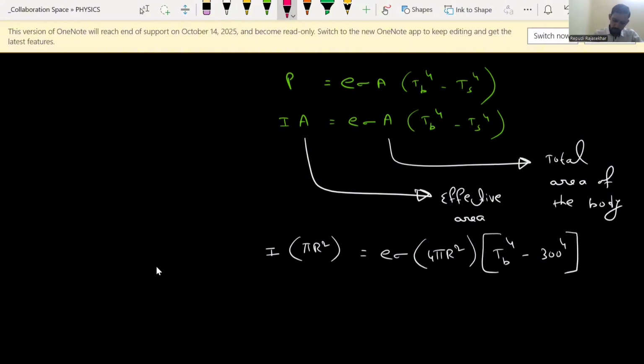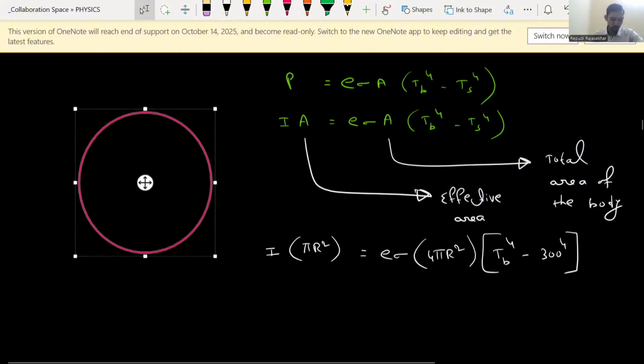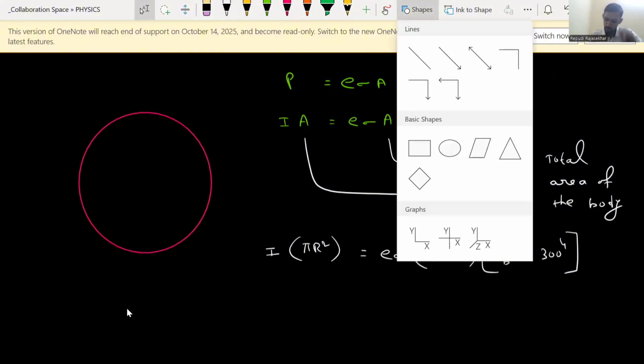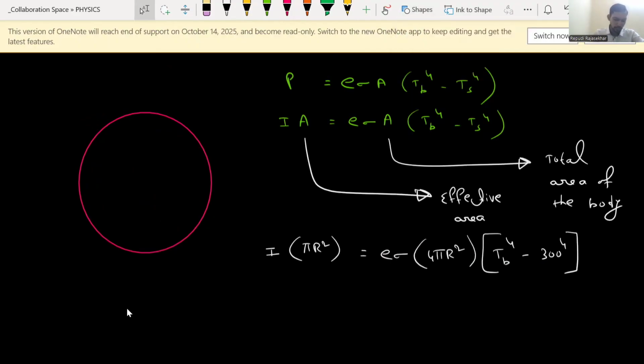This point I will explain in a bit more detail, because here you have to understand. Let us take a spherical object. Do not think of this as a circle, it is a solid sphere. Here 3D diagrams are not available, but it is nothing but a spherical object. You imagine it is a plastic ball, a three-dimensional object.